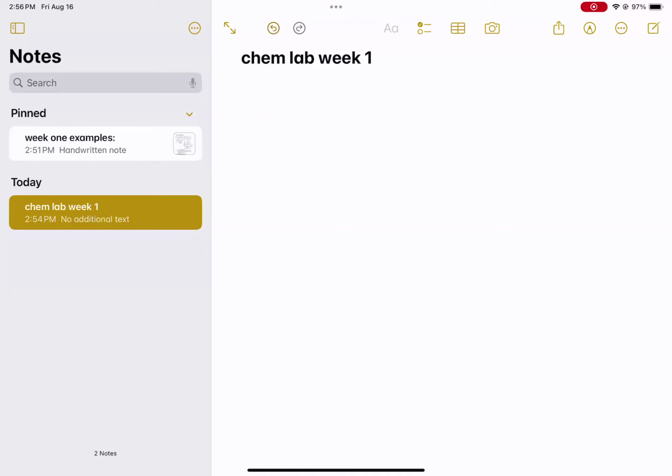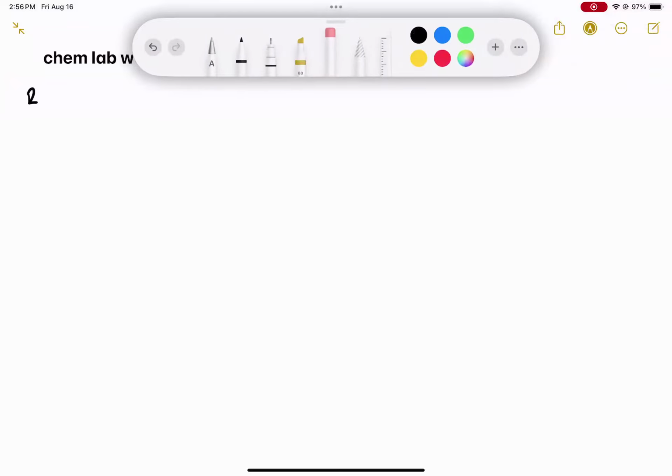How do I get rid of this? There it is. I'm getting much better at these notes app things. Oh my, what happened here? There it is. All right. So isotope practice.